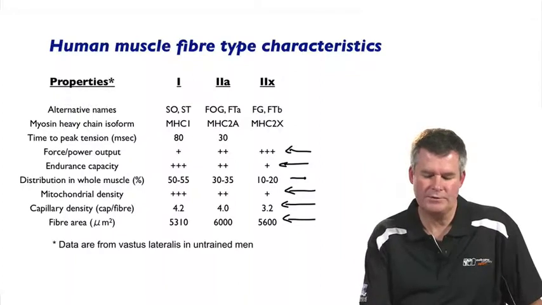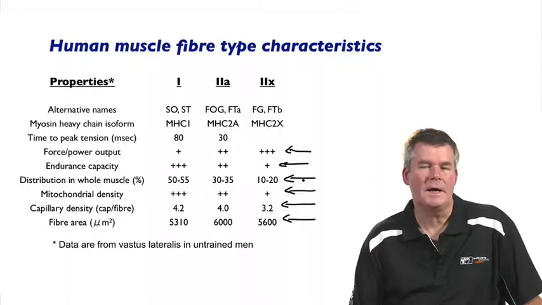And if you look at the distribution roughly in an untrained vastus lateralis, a muscle of the thigh, it's usually about 50-50 fast twitch, slow twitch. And obviously there are individual differences.